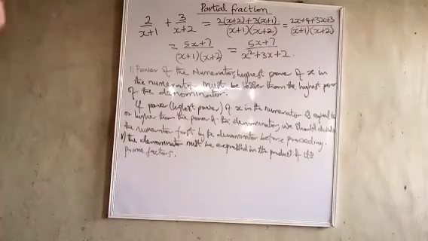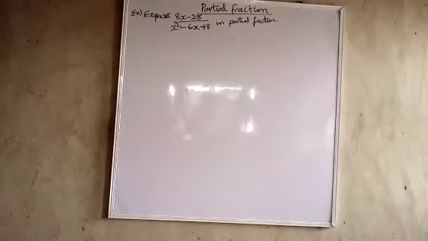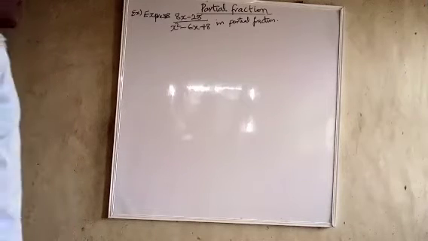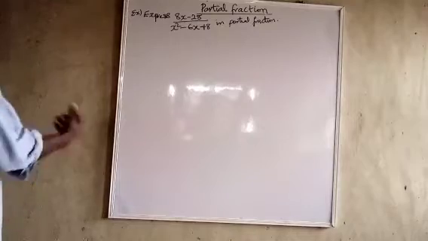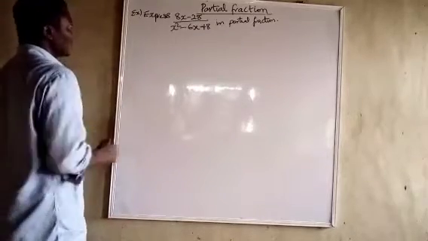Now, since you have known this, it means we can work on some of the basic ones. Let's start. So look at this example. It says express 8x minus 28 over x squared minus 6x plus 8 in partial fractions. It's a process, and once you understand it, you can do it even without using pen. Let's see how we handle this.